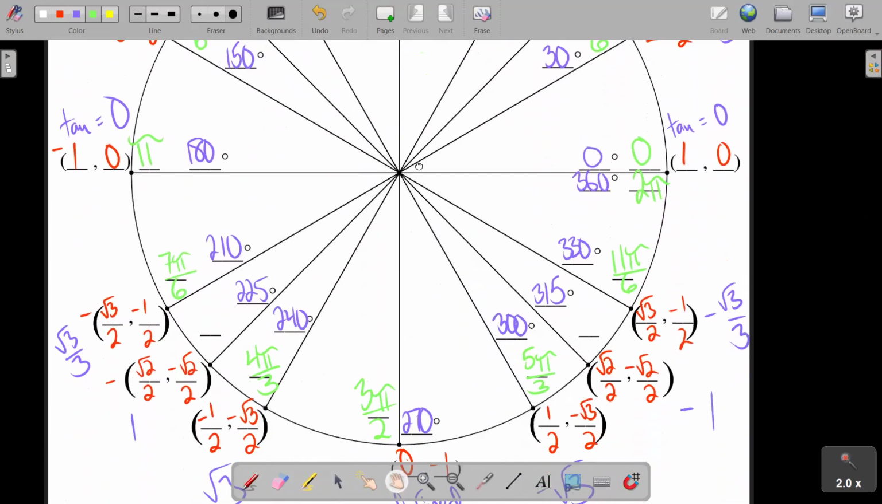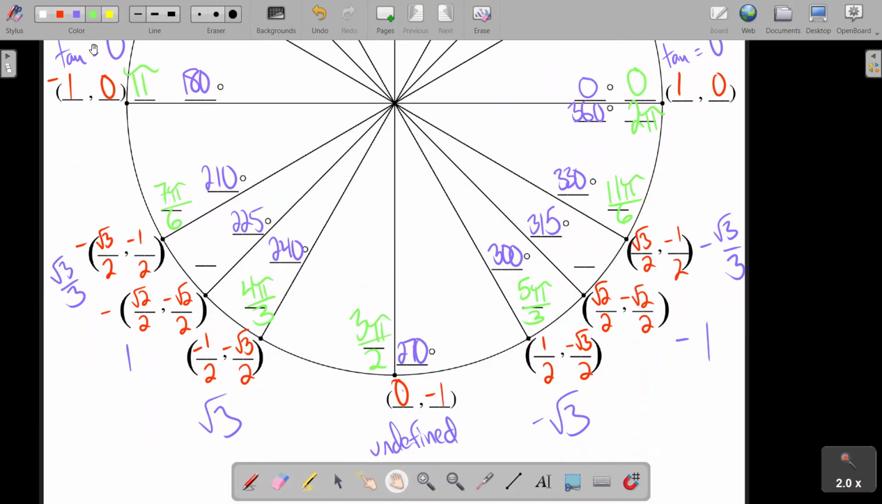And add another pi over 4 to 4 pi over 4, and you get 5 pi over 4. And then you jump ahead to 6 pi over 4, which we've already got. And then add one more pi over 4, and you get 7 pi over 4. And there's all 16 of your radian values.